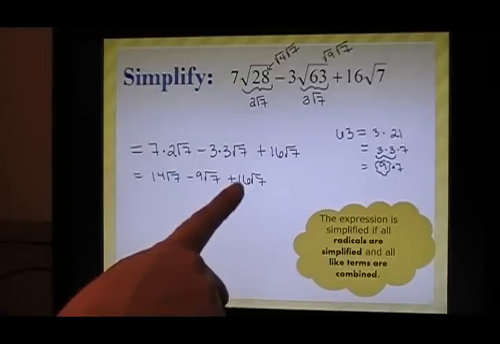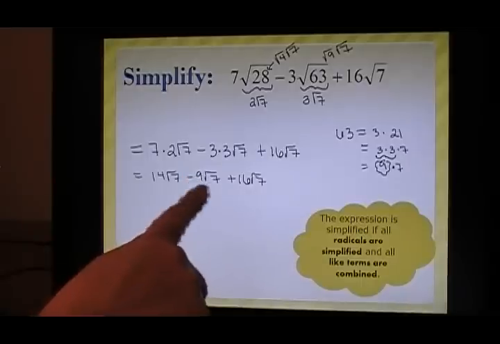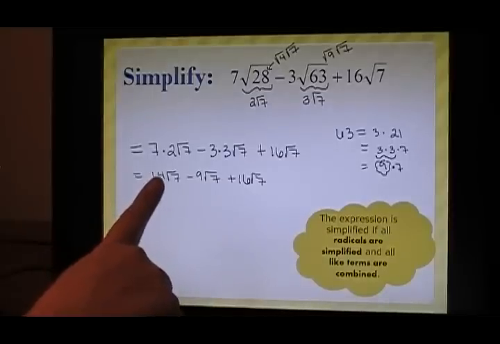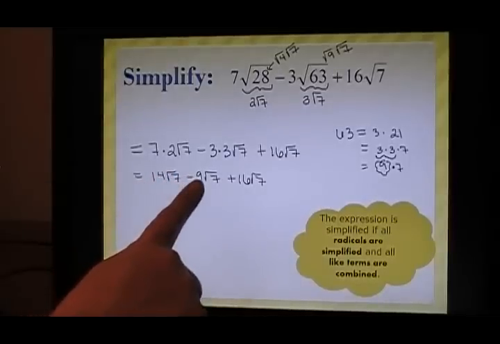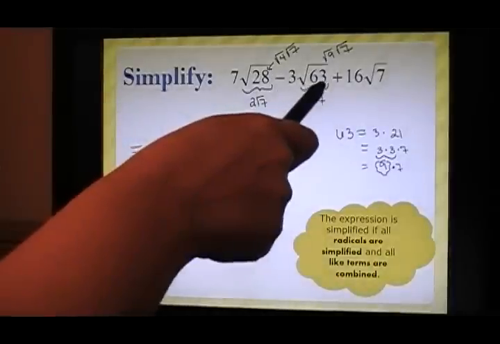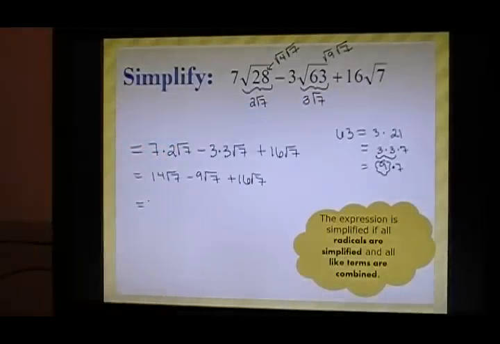And to combine like terms, I just add or subtract, depending on the sign, the coefficients, and then leave the radical part alone. So 14 minus 9 is 5, and 5 plus 16, I get 21. So the simplification of the original 7 root 28 minus 3 root 63 plus 16 root 7 is, what did I say, 21? 21 root 7.